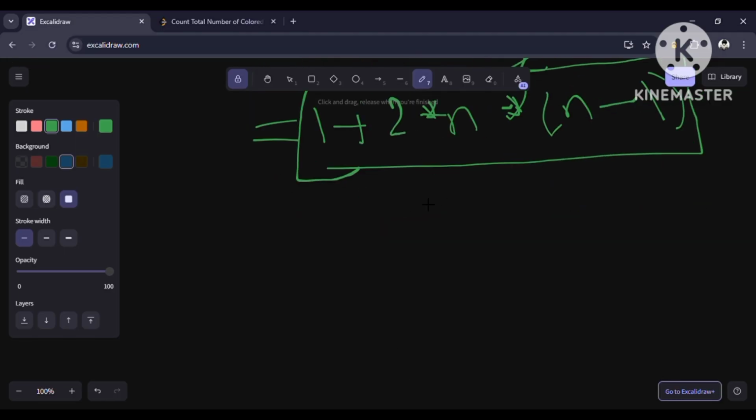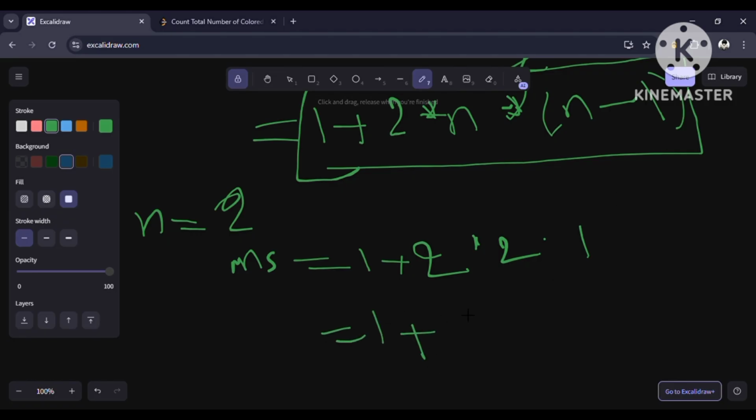You can verify this. Suppose n equal to 2. If you put n equal to 2, what will be the answer? The answer will be 1 plus 2 multiplied by 2, multiplied by 1, since 2 minus 1 is 1, so the answer will be 1 plus 4, which is 5. Okay, so for n equal to 2 my answer was 5. You can put n equal to 3, the answer will be 13.